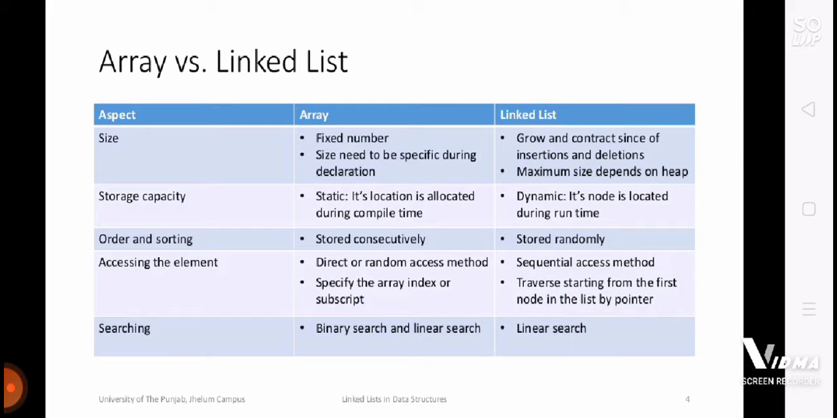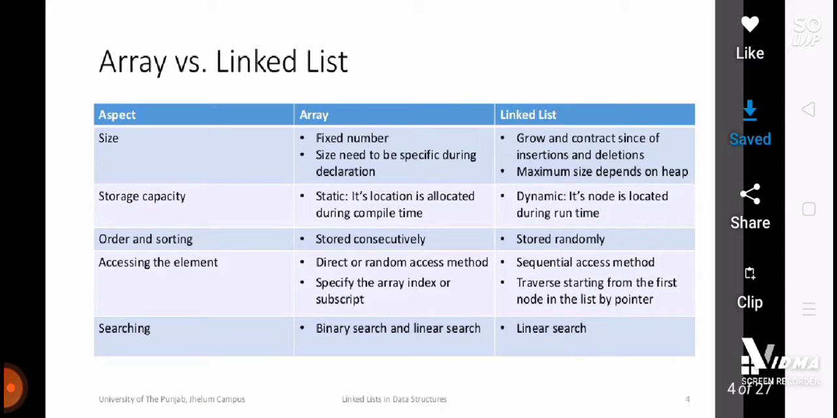Okay, accessing the elements in an array is direct or random access. It is done by specifying the array index or subscript. We need a subscript variable, like index 0, 1, 2, 3, to access the elements of the array.